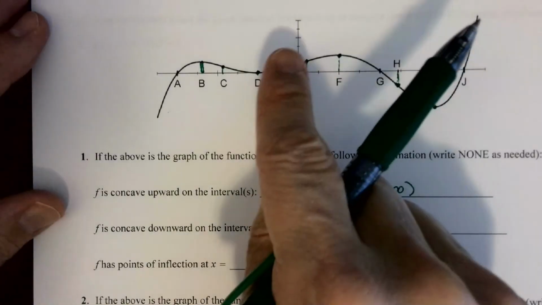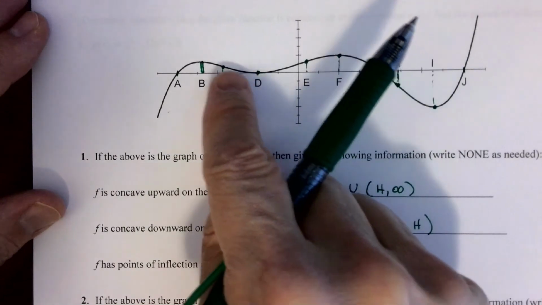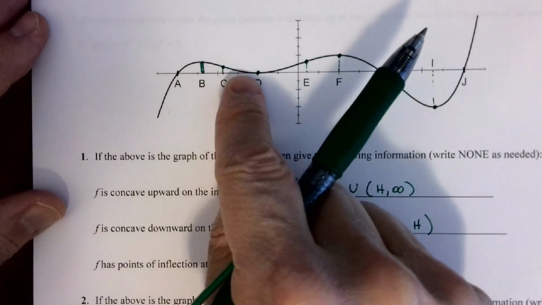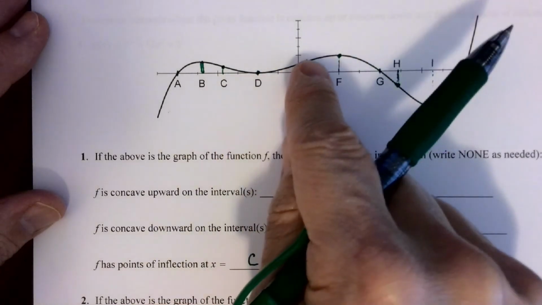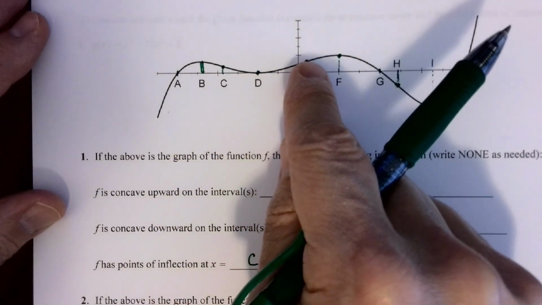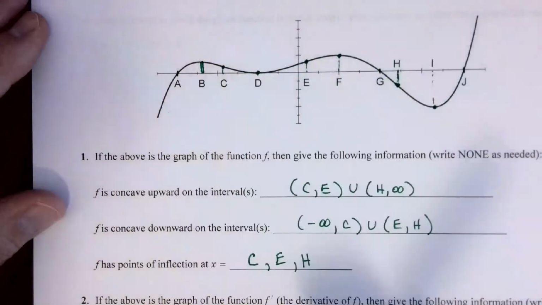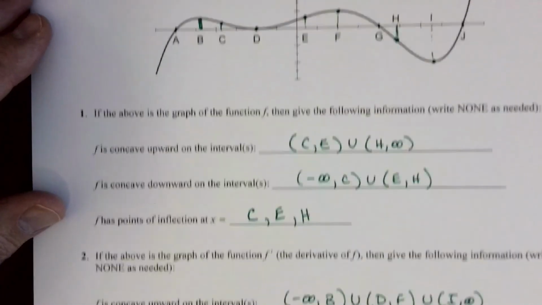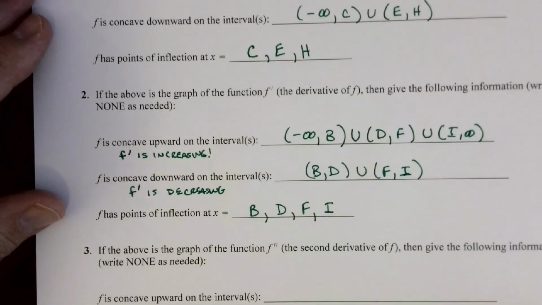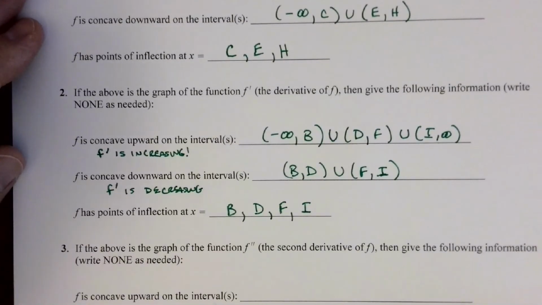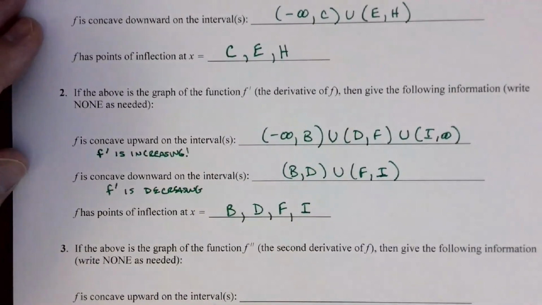D is a local minimum for f prime, right? But we're changing what? From f prime decreasing, which means f is concave down, to f prime increasing, which means f is concave up. So D would be a point of inflection for the graph of f. Okay, so again, make sure your answers are consistent here.